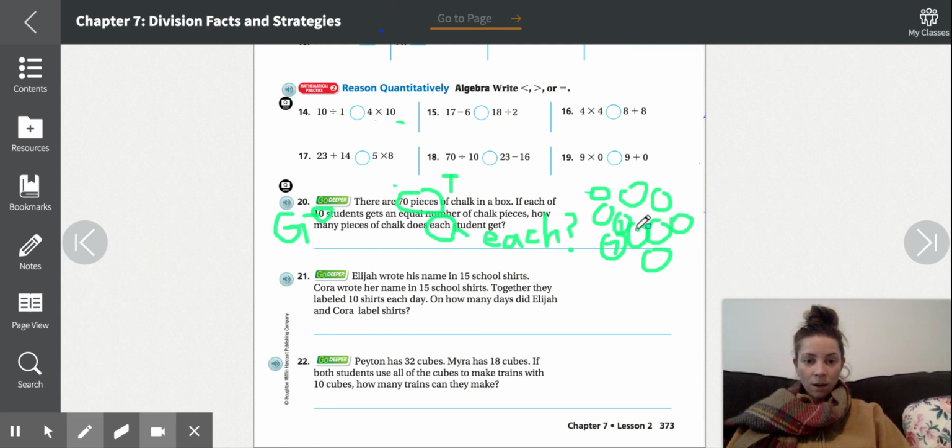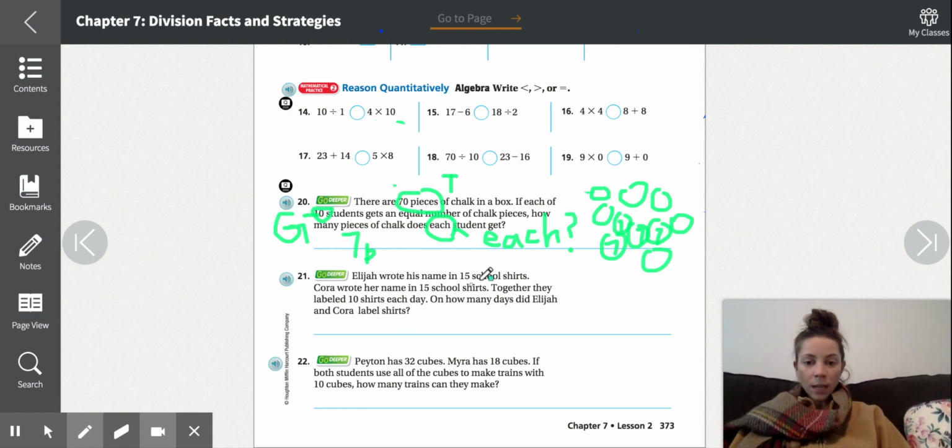No, I'm not going to do that forever because that will take us too much time. But if it says how many pieces of chalk does each student get, my answer would be 7 pieces each. And again, I'm not going to write all of it out because it's a little slow with this pen. 7 pieces each.